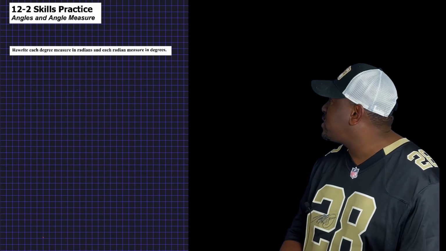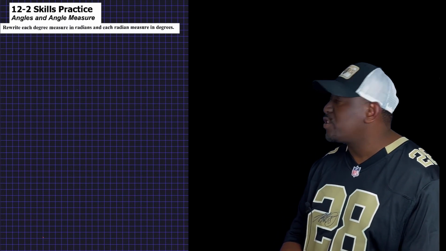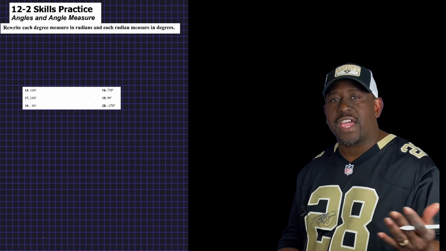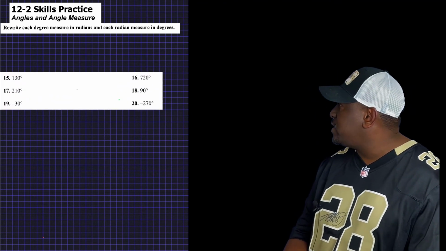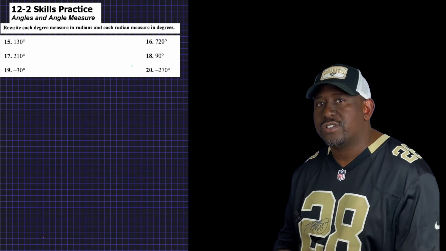Rewrite each degree measure in radians and each radian measure in degrees. I just told you there are two ways of expressing it. These problems will look at what I was just talking about. So here we have degrees, so we have to change each of these into radian measure. And so we'll pick one of those.